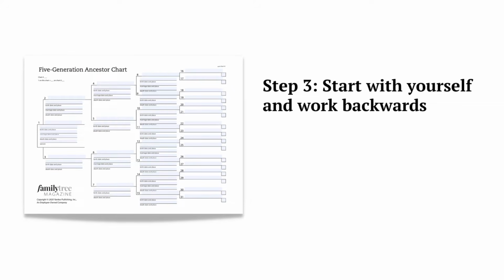Step 3 is often referred to as the golden rule of genealogy, which is to begin with yourself and systematically work backward through time. If you're just getting started, it can be helpful to use a simple 5-generation ancestor chart or pedigree chart. You can find this chart on the left linked in the description box down below.